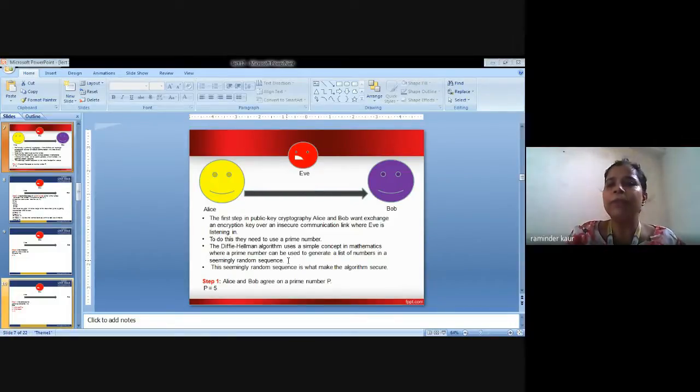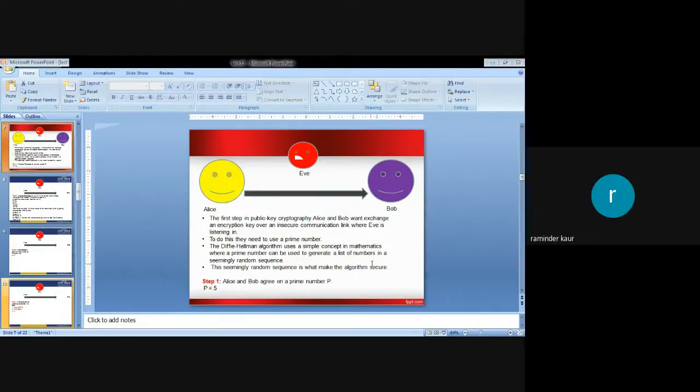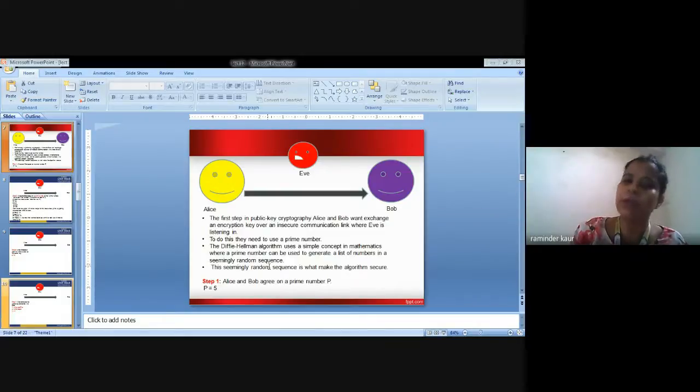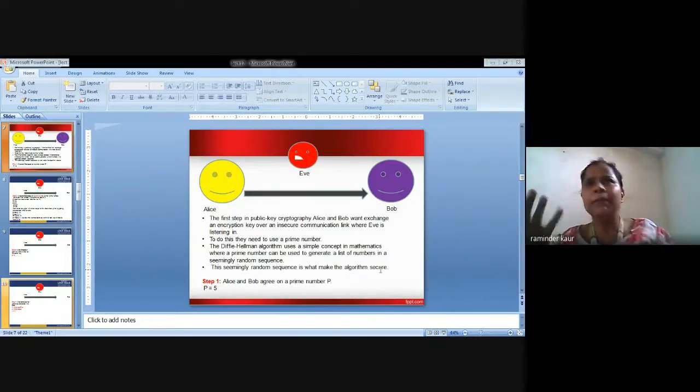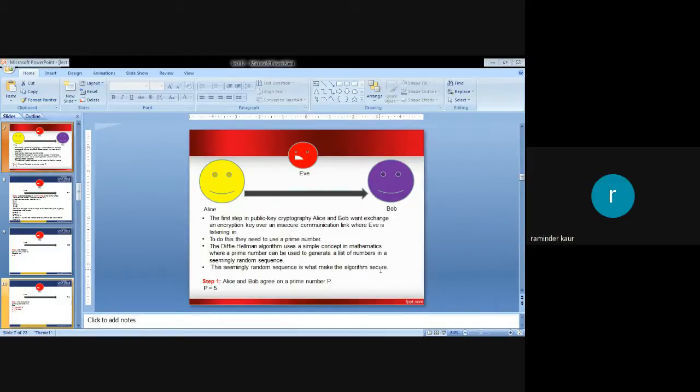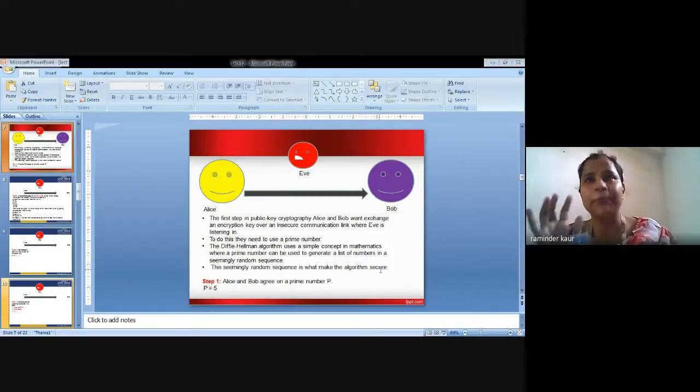So the Diffie-Hellman algorithm uses a simple concept in mathematics where a prime number can be used to generate a list of numbers in a seemingly random sequence, and the seemingly random sequence is what makes the algorithm secure. Because if you are using a very basic number, for example the number one, it is very easy to decrypt the information. It does not include any complex computation, so it would be easy to deduce the basic key behind it. So you are supposed to use a prime number that is complex and large.